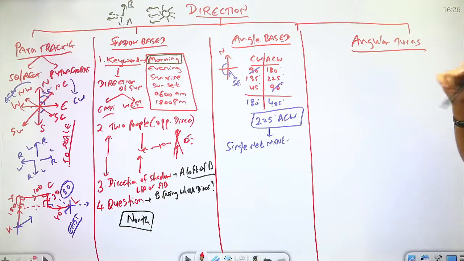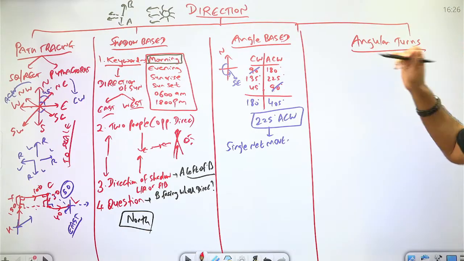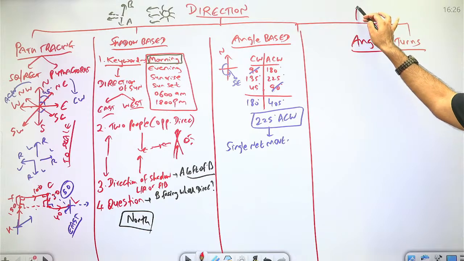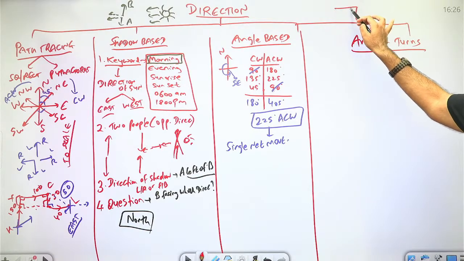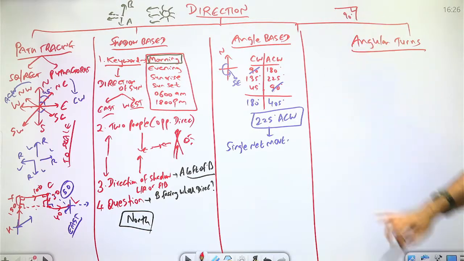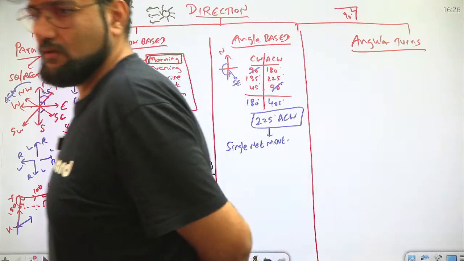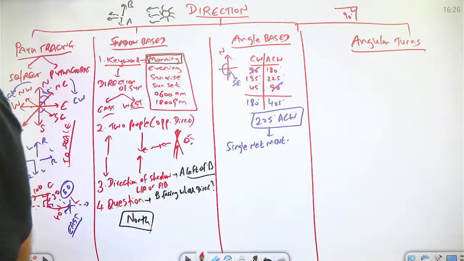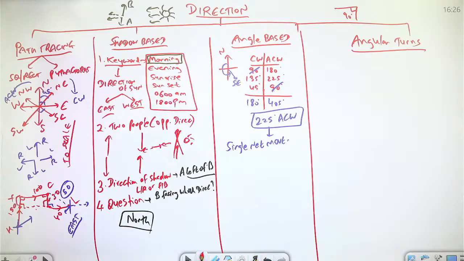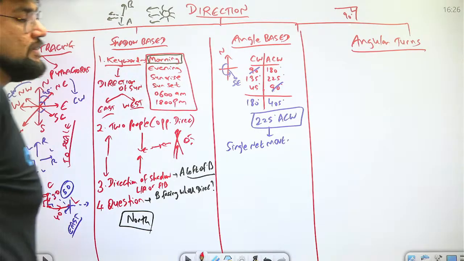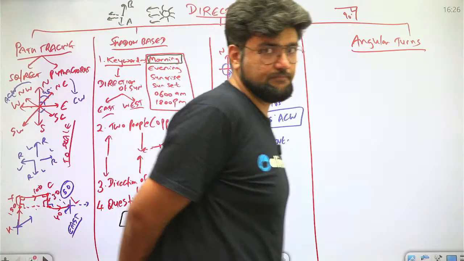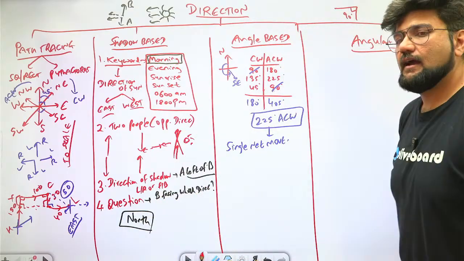What happens in an angular turn? So generally, the question tells you a person is going in the north and turning left. So generally, we take a 90 degree turn only. Turns are always 90 degrees by default. But they can also be based on particular angles. Supposedly, I'll give you an example.